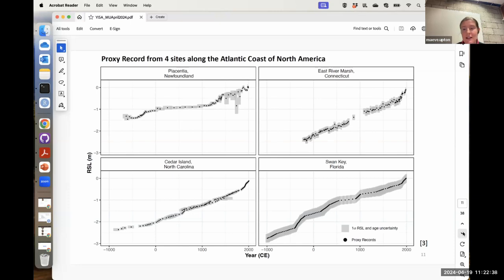also varies hugely. For example, Swan Key in Florida has these huge uncertainty intervals because of the type of material that they were collecting the data from. So these are things that we have to incorporate in all our models, and it makes for interesting statistics, but also a few challenges as well.